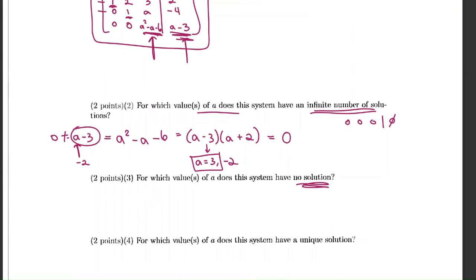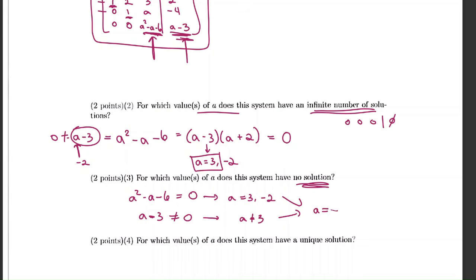If it has no solution, then it's the opposite. Well, not opposite, but you have a squared minus a minus 6 equals 0, but then a minus 3 is not equal to 0. So this gives a equals 3, negative 2, like before. And if a is 3, then a minus 3 will be 0, so that means that we want a to be not 3. So the value of a where this doesn't have a solution is when a is equal to negative 2.